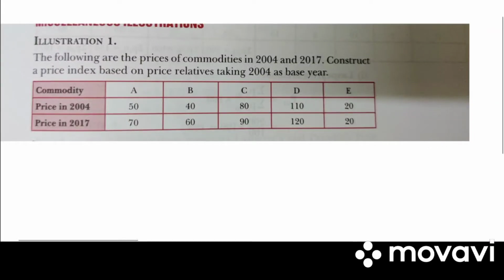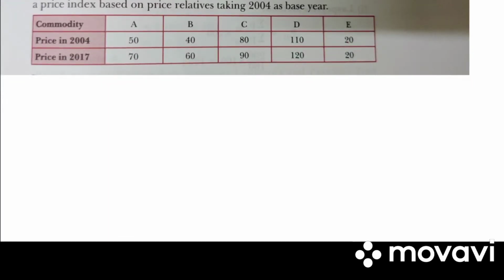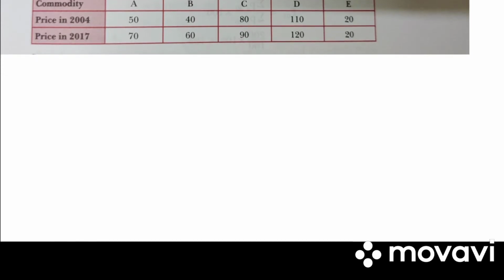Good morning, students. So let's start with the miscellaneous illustration. Take down illustration 1. The following are the prices of commodities in 2004 and 2017. Construct a price index based on price relative, taking 2004 as a base year. So price relative is nothing but the simple average method. Okay, so what is the formula for that? It is summation P1 by P0 into 100 divided by N.